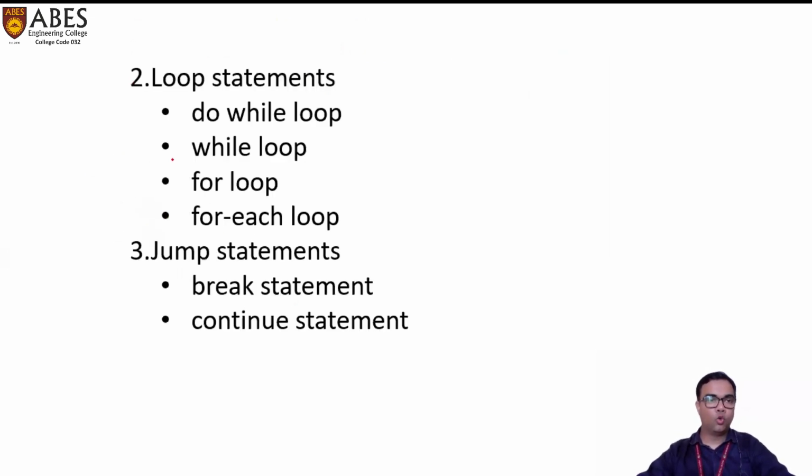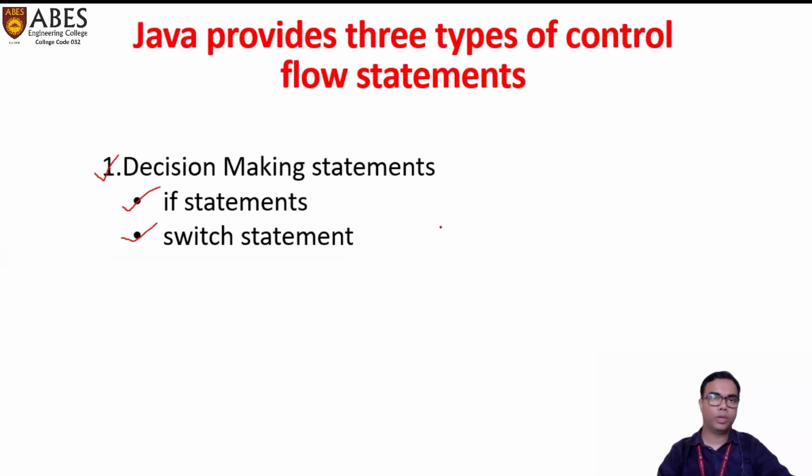Next, we have loop statements for looping. We have do while loop, while loop, for loop, and for each loop. This is the new version which you cannot see in C programming. If you have studied C programming, then this is the new concept introduced in Java, that is the for each loop. We have the jump statements, like break and continue. So let's see one by one practically how we can implement these concepts.